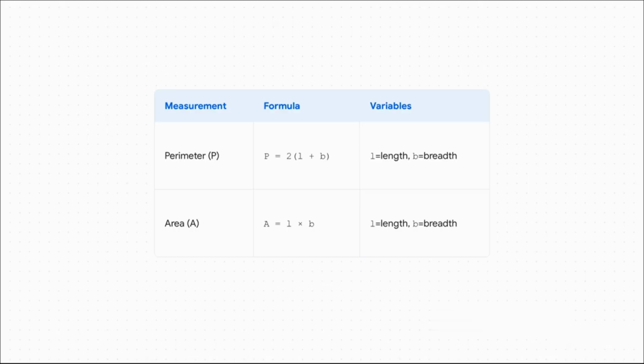So for a rectangle's perimeter, it's pretty easy. You just add the length and the width together, and then you double it, because you've got to cover all four sides, right? And for the area, even simpler. Just multiply the length by the width. That's it. Simple and super effective.